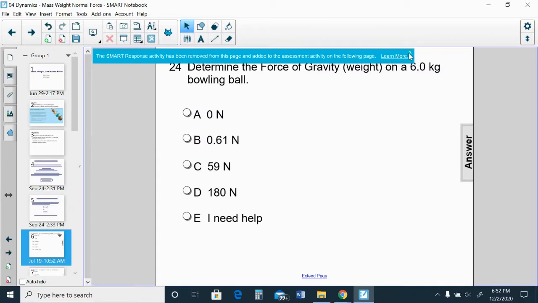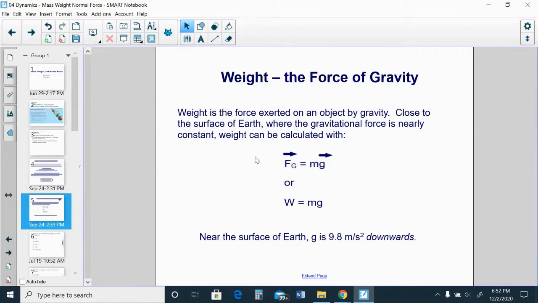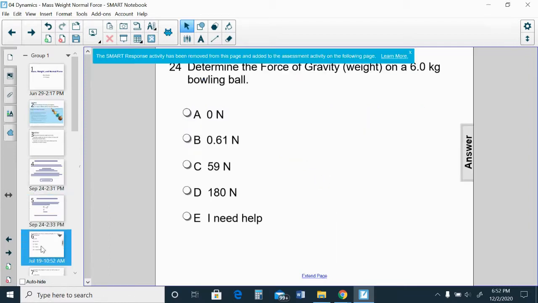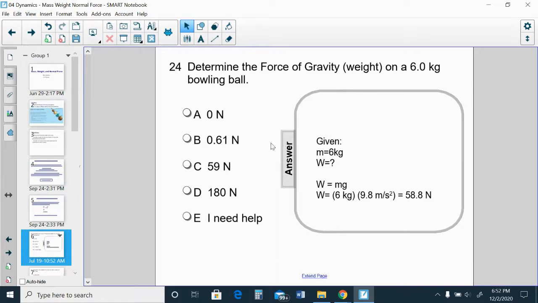Let's try a couple of practice problems. So remember, the force of gravity, otherwise known as weight, is equal to mass times acceleration due to gravity, mg. Determine the force of gravity, or the weight, on a 6 kilogram bowling ball. The correct answer is 58.8 newtons. So 59 newtons for letter C would be the correct answer.